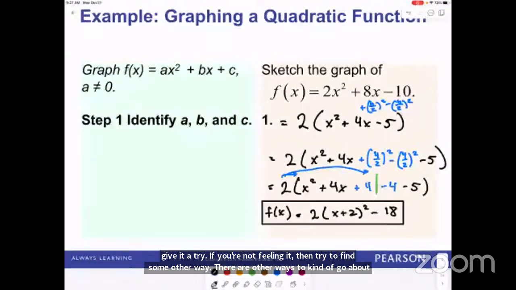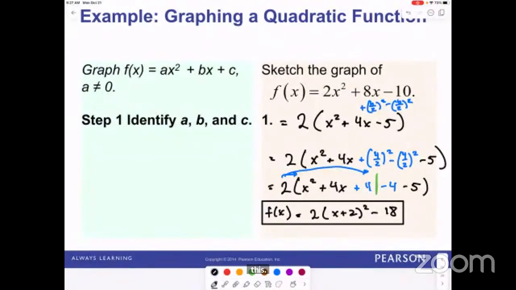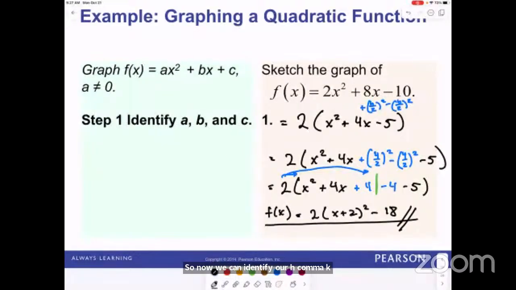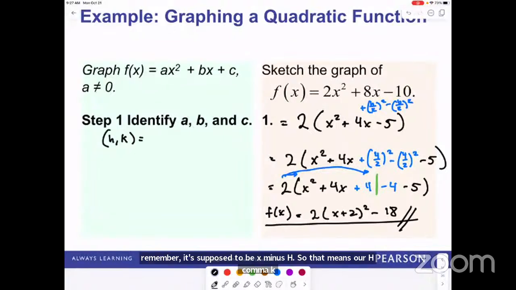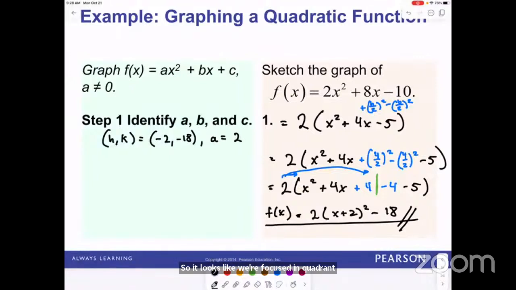Okay, so this isn't the graph. This is just the quadratic in standard form. So let me change this out. So this is like a checkpoint. So then in standard form, now we can identify our h comma k. So remember, it's supposed to be x minus h. So that means our h comma k is what? -2, -18. Our a is 2, it looks like. Okay. So it looks like we're focused in quadrant 3 and the parabola opens upward.